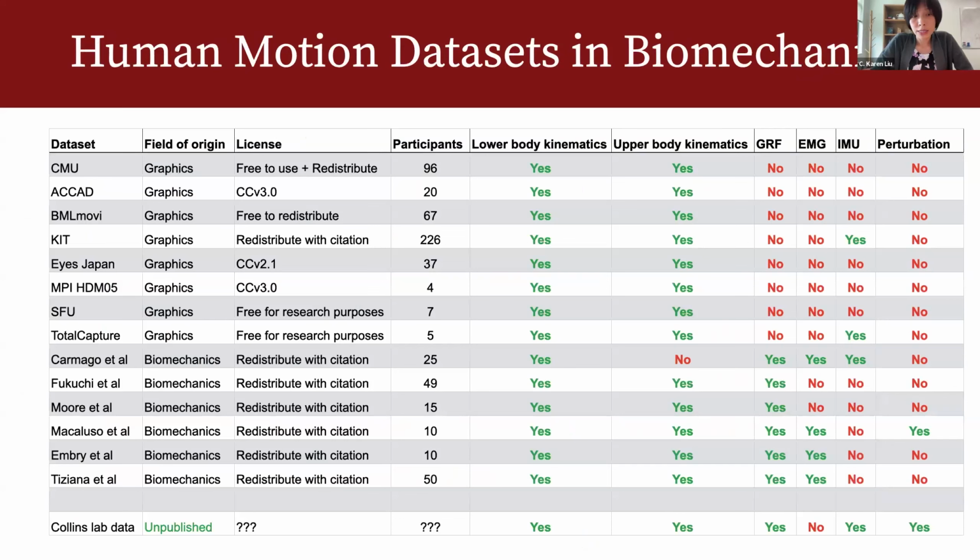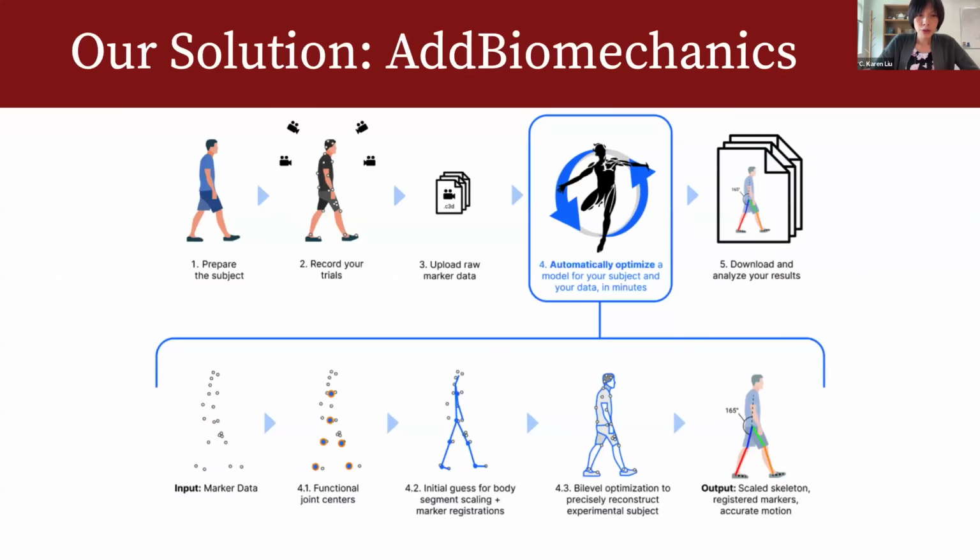Additionally, biomechanics data sets are highly heterogeneous. They might or might not have upper body motion. They might or might not have IMU or ground reaction forces or EMG data. So in other words, they're just not machine learning ready because the format and everything is different. So we propose a solution, we call it AddBiomechanics, which is a web-based tool that can automatically process raw motion capture data to generate accurate digital twin models and their kinematic and dynamic motions.